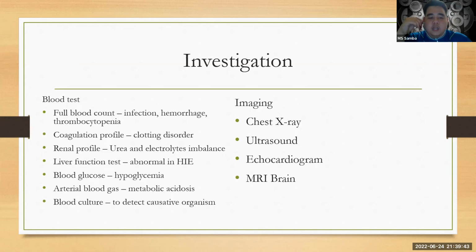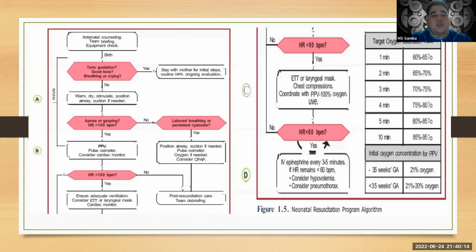Then we also take arterial blood gases to exclude respiratory and metabolic acidosis, and we do a blood culture to detect the causative organism. As for imaging, we can do a chest X-ray to see if there are any features that suggest respiratory causes, an ultrasound of the head, an echocardiogram to exclude congenital heart disease, and an MRI of the brain.